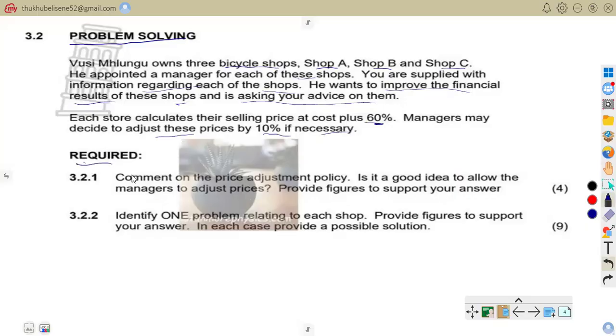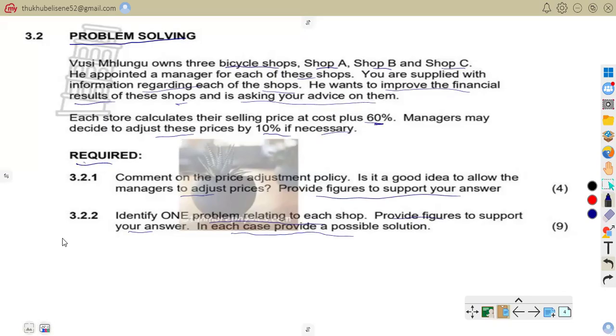So required now, comment on the price adjustment policy. Is it a good idea to allow the managers to adjust price? Provide figures to support your answer. So that is 3.21. Then 3.22: identify one problem relating to each shop and provide figures to support your answer. In each case, provide a possible solution. That is 3.22.